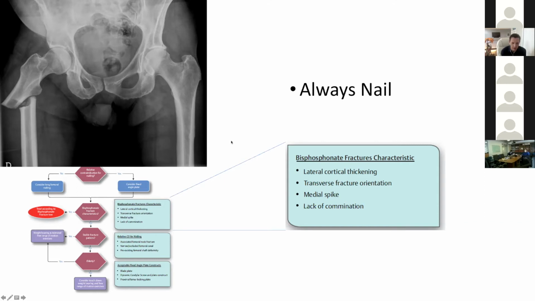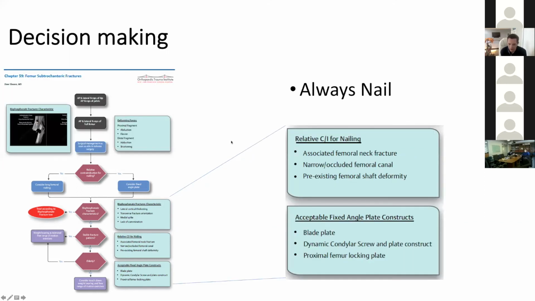Another thing that's nice in this algorithm is it shows you what to do if the only reason not to do a nail is that there's a contraindication to a nail, like a deformity and so forth. And then there are other options like a blade plate, condylar screw, and so forth to treat these if you don't have a nail. So it's always nail.